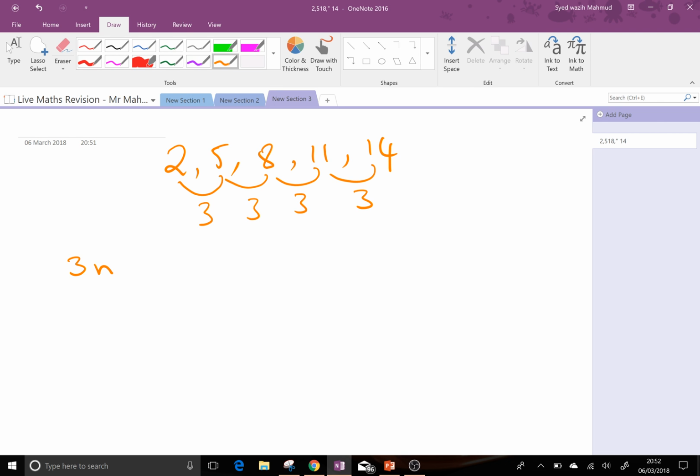Now we need to find the second part of the answer. Now how do we find that? Let's substitute 1 into this term here. So we got 3n. Let's substitute n with 1. So that will be 3 times 1, which is 3. Now look at your term in the question. The first term is 2. Now what do I need to do in order to get to 2? So I need to subtract 1. Now this subtract 1 will go next to the first part of the answer. So the nth term is 3n minus 1.